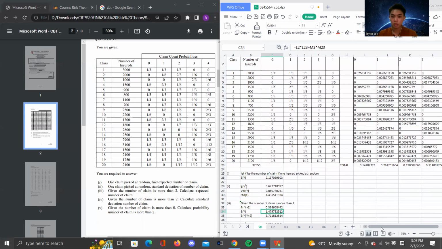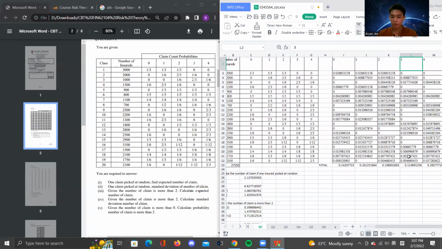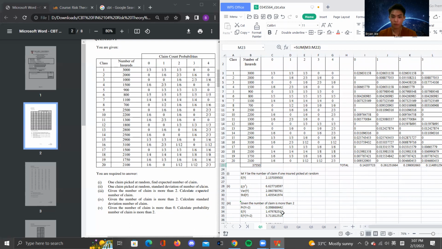Okay, so now for the new one, the expected number of claims is just 3 times its corresponding probability plus 4 times its corresponding probability. And then we just sum it up and we will get 1.47978. Then to find the expected number of claims given the number of claims is more than 2, we just use this new condition 1 and then divide by the probability that Y is greater than 2. Okay, you can see the formula here.